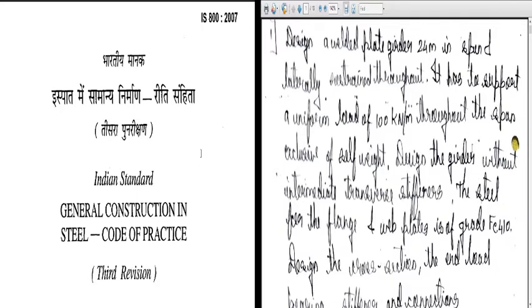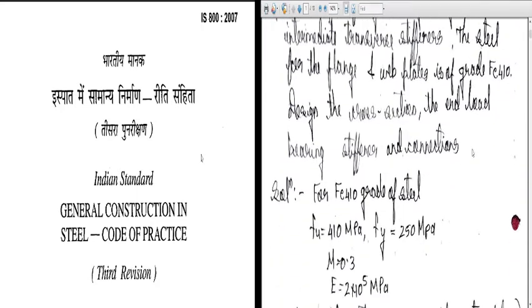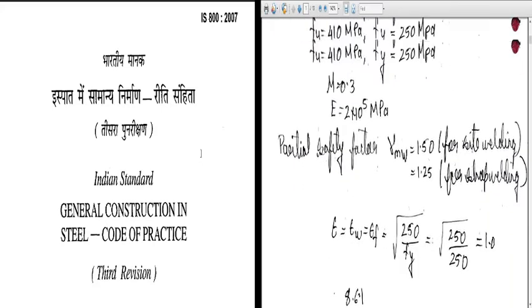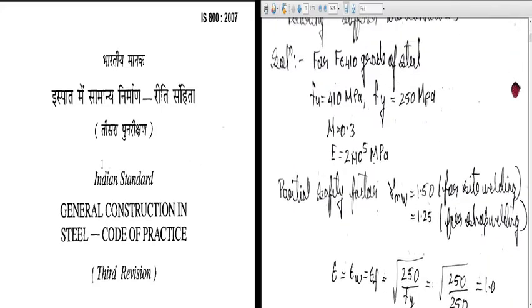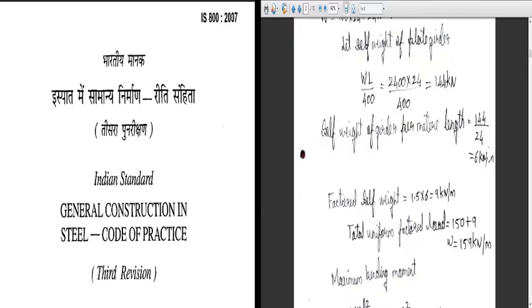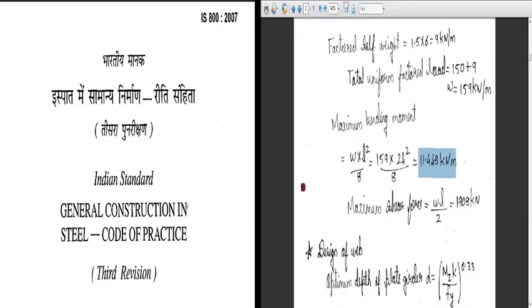Now in the previous class we have discussed a few things like design of flanges and design of beams. So we'll just go through what has been done till now. So these were the given data. Then we calculated the design force. We arrived at the total bending moment and a maximum shear force of 1908 kilonewton.